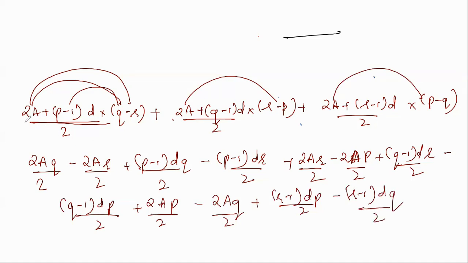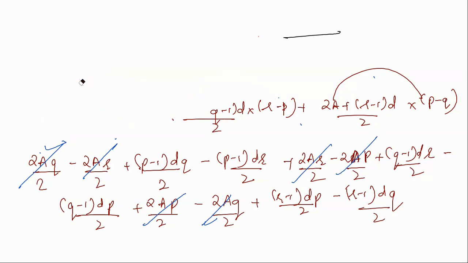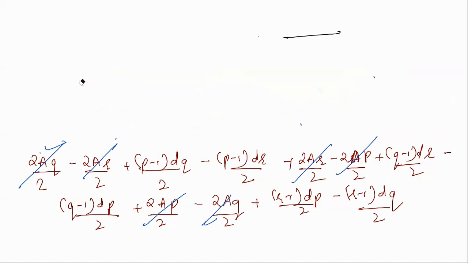So now we will see what we are going to subtract. 2aq by 2 and 2aq by 2, same terms with opposite signs, cancel out. 2ar by 2, 2ar by 2, opposite signs, same terms, cancel out. 2ap by 2 and 2ap by 2 cancel out. So what I am left with is just the bracket values. Now I will open these brackets to solve it more.